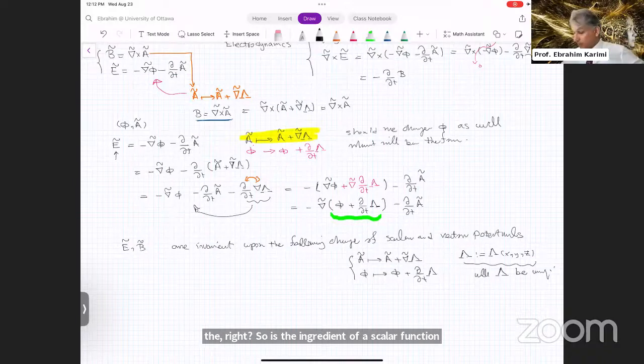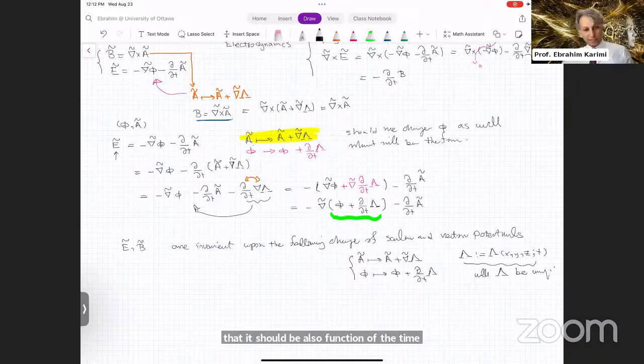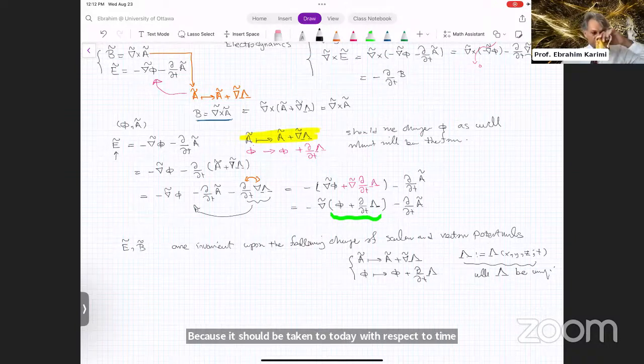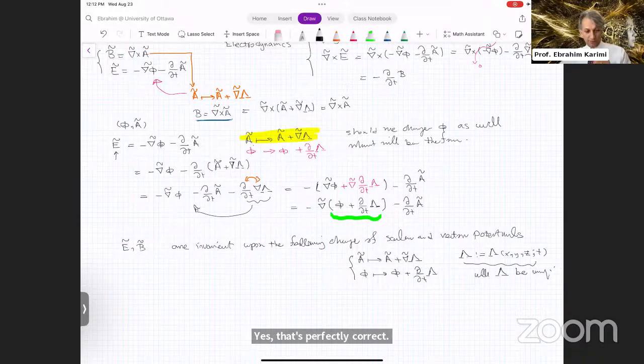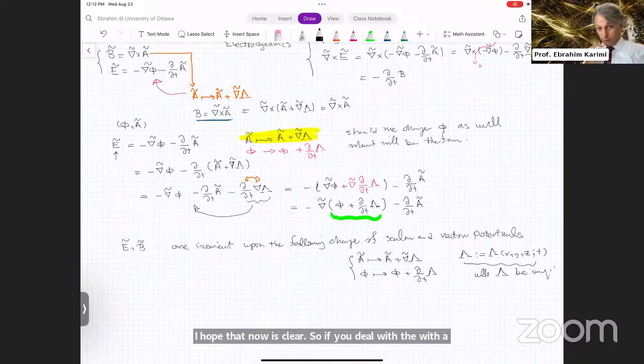Well, thank you very much. Someone corrected me and said that it should also be a function of time because we are taking the derivative with respect to time. Yes, that's perfectly correct. I hope that now is clear. So if you deal with a scalar and vector potential, that is the formalism that you are dealing with.